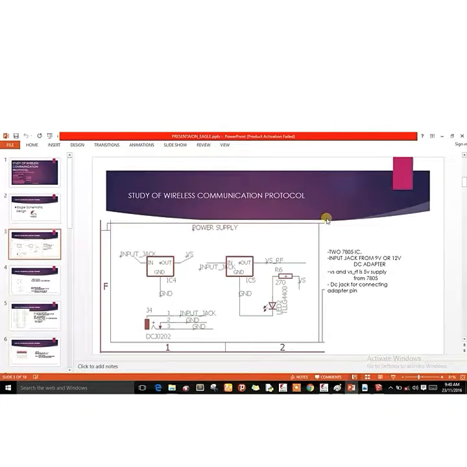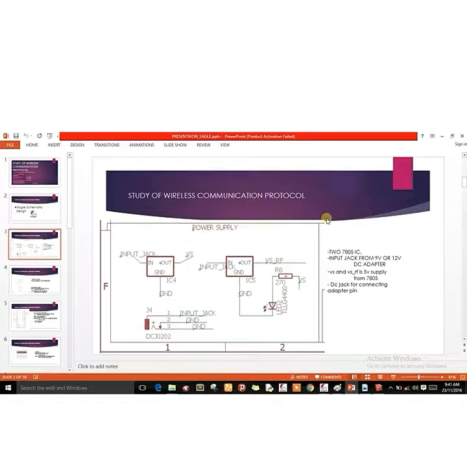For designing our power supply, we needed two 7805 ICs. IC 7805 has three pins, that is in, out, and ground. One DC jack is connected for taking power from a 9-volt or 12-volt adapter. So we connected this schematic circuit in Eagle.